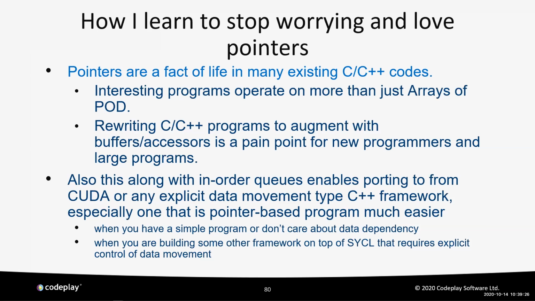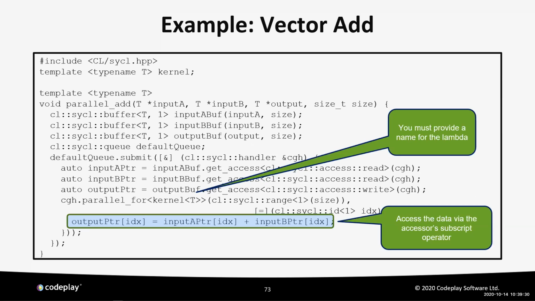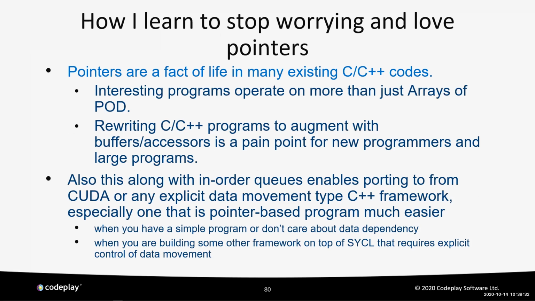Having said that, I have to say that's really nice, except in some cases, I still want to have pointers. So here's a slide which I like to call how I learned to stop worrying and love pointers. Pointers are a fact of life in many existing C and C++ codes. Interesting programs operate with more than just arrays. And rewriting C and C++ programs to augment them with buffers and accessors is a bit of a pain for new programmers and large programs.